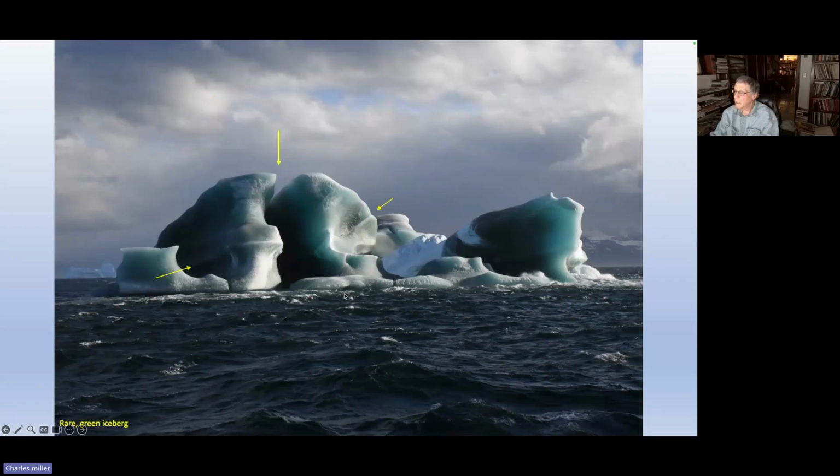Now we come to the big green iceberg again, and we can see some of the bedding in here. Maybe this block was rotated. This looks like original bedding, but we can see that there are discontinuities in here, or there had to have been, where there was melting and interaction with the waves to produce that. So again, structural discontinuities to come up with that shape.